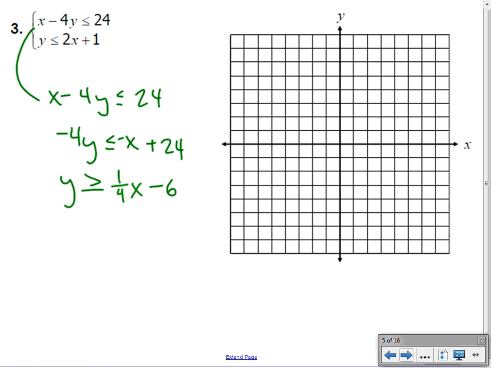So now we have an inequality ready to graph. It's going to be a solid line because we have the equal to part in our inequality, and we're going to shade above because it's greater than or equal to. So now this one is ready to graph. We've got our second one. It's going to be a solid line, and we're going to shade below since it's less than or equal to. So let's graph. So our green one first, we have a y-intercept down at -6 and a slope of positive 1/4. Okay, solid line, so we're connecting here.